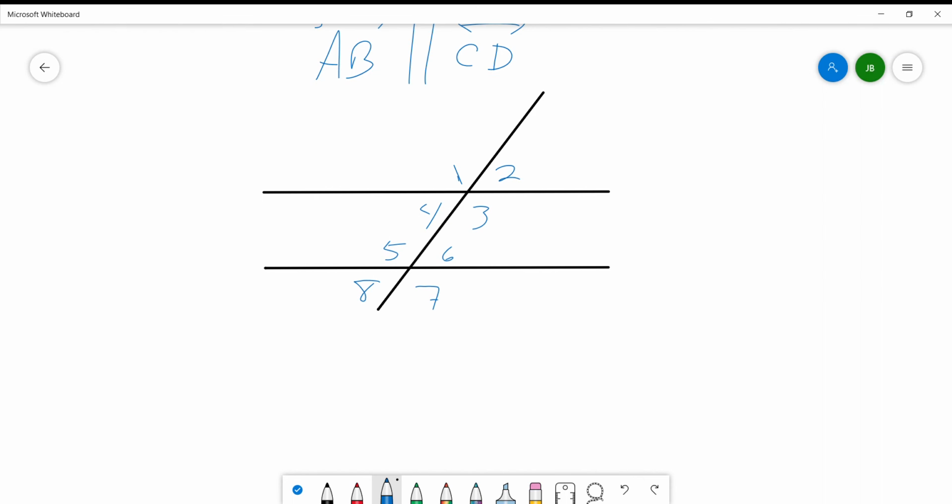Looking in your book, the interior angles are between the parallel lines. Does that make sense? They're inside this little boxy thing that we've made.